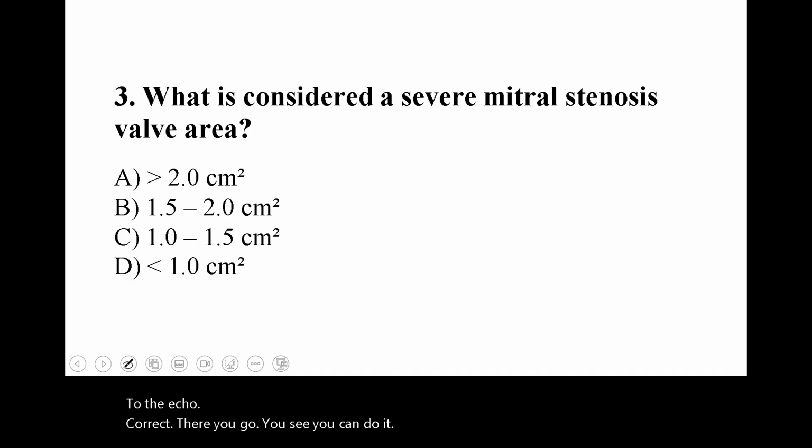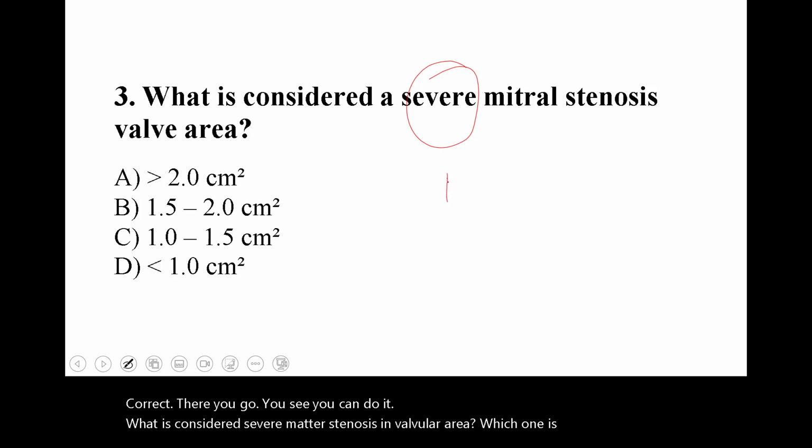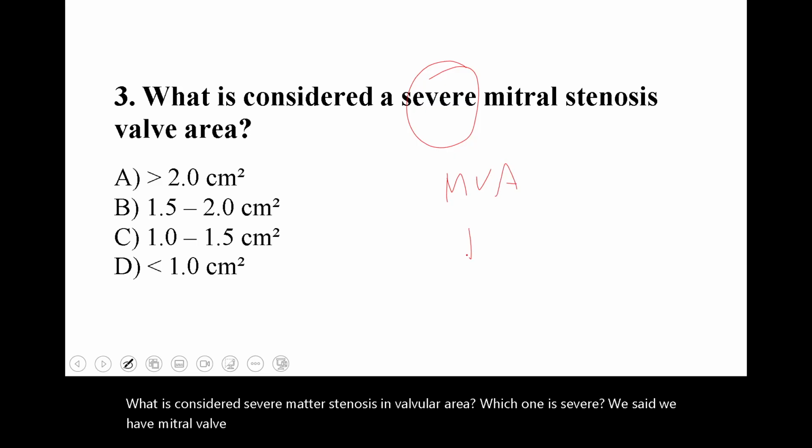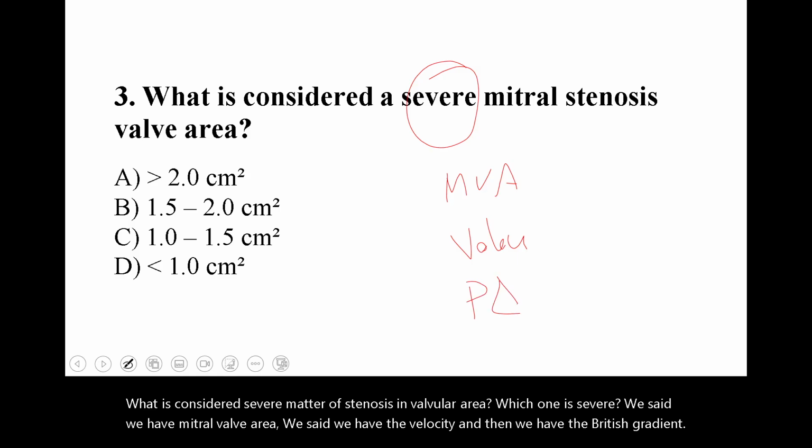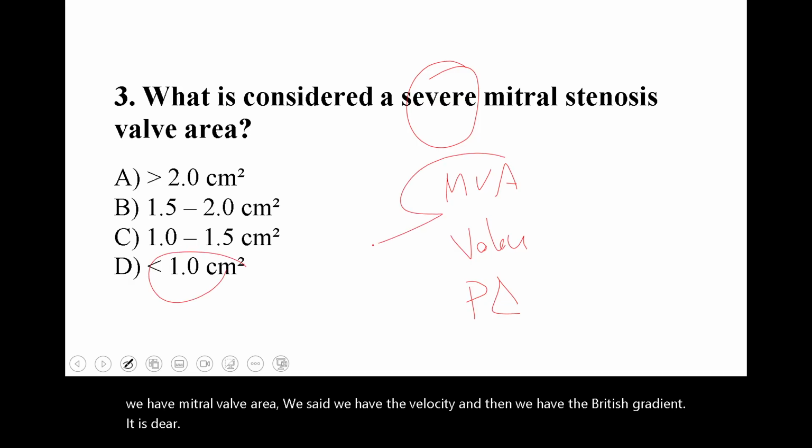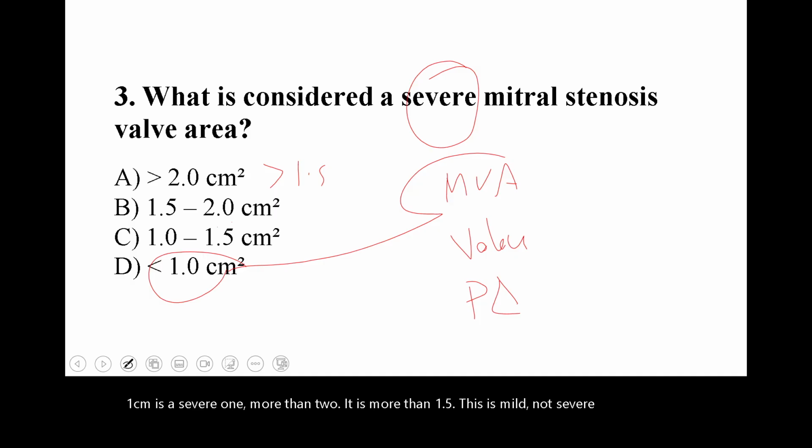What is considered severe mitral stenosis in valvular area? Which one of those is severe? We said we have mitral valve area, we said we have the velocity, and then we have the pressure gradient. It is D. Our mitral valve area less than 1 centimeter is the severe one. More than 2 means that it is more than 1.5. This is mild, not severe, right? Between 1.5 and 2, still this one is more than 1.5.